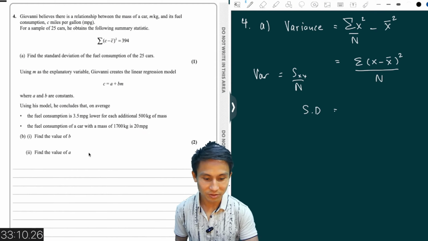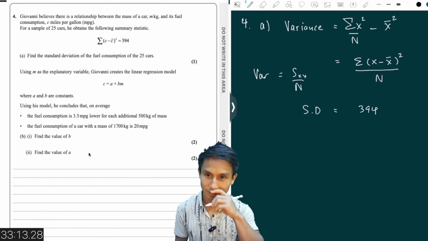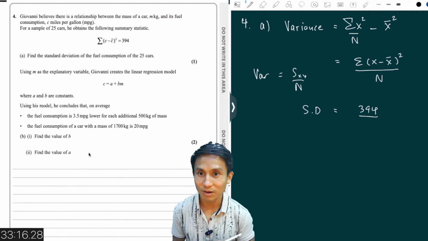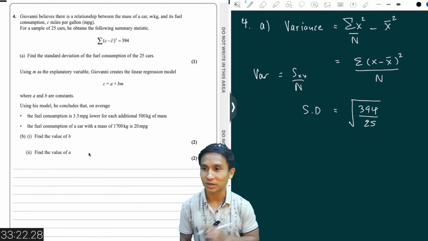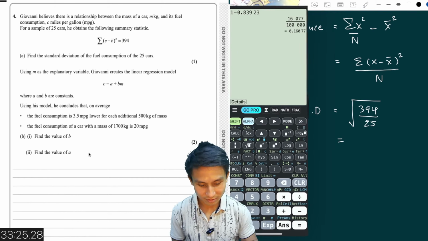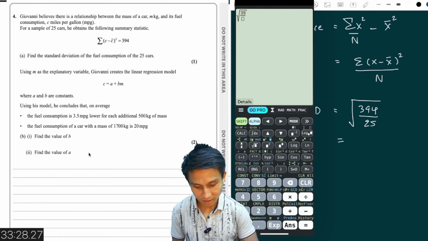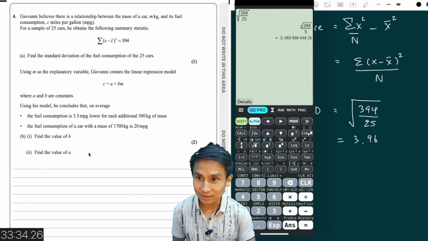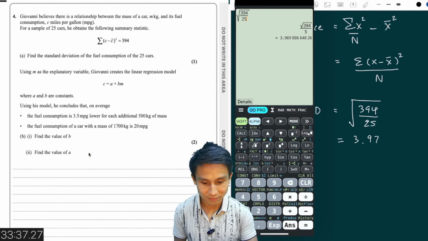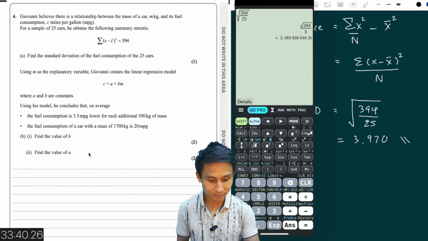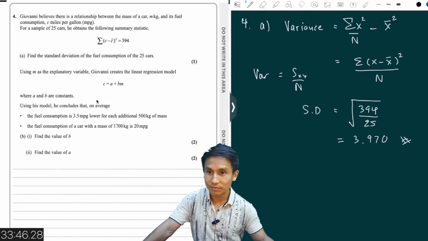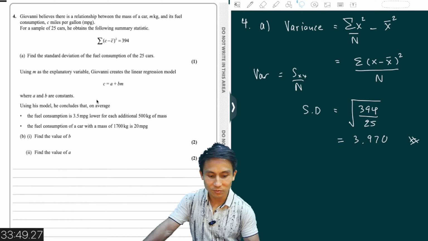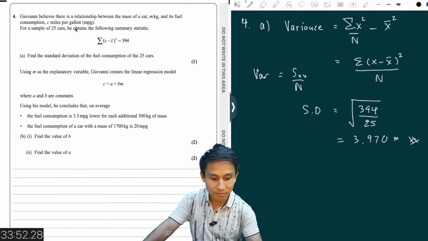That means standard deviation is going to be equal to 394, that's the thing we want there already, divided by the total number of data, which is 25 cars. And we're just going to take the square root because that is the variance. So square root of 394 divided by 25 is 3.969, I'm just going to do 3.970 to 3 decimal places. Let's put some units in as well. So what's the units? MPG.